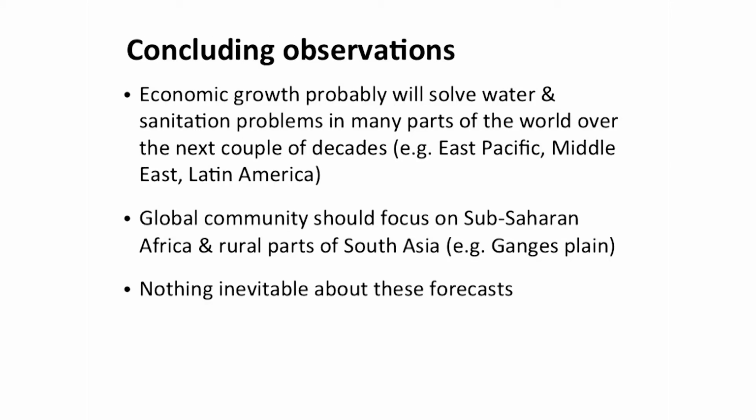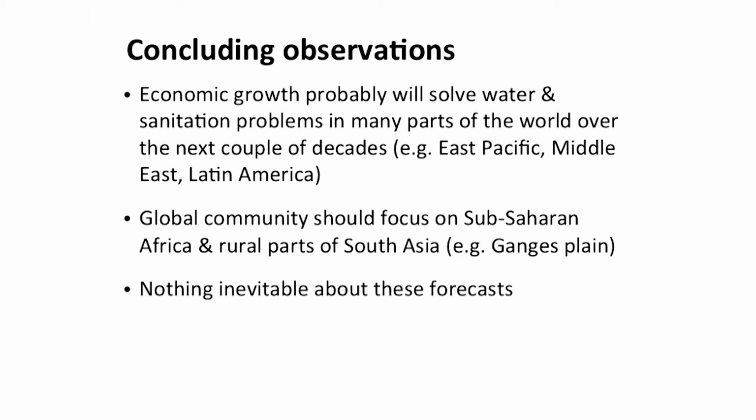Let me conclude our discussion of coverage forecasts with three observations. First, economic growth will probably solve water and sanitation problems in many parts of the world over the next couple decades. For example, in East Asia, the East Pacific, the Middle East, and Latin America. Second, the global community, international donors, and NGOs should probably focus their efforts on sub-Saharan Africa and the rural parts of South Asia, such as the Ganges Plain. Third, there's nothing inevitable about these forecasts. Policy interventions and deliberate actions can change them. These are just trends in the dynamic baseline.